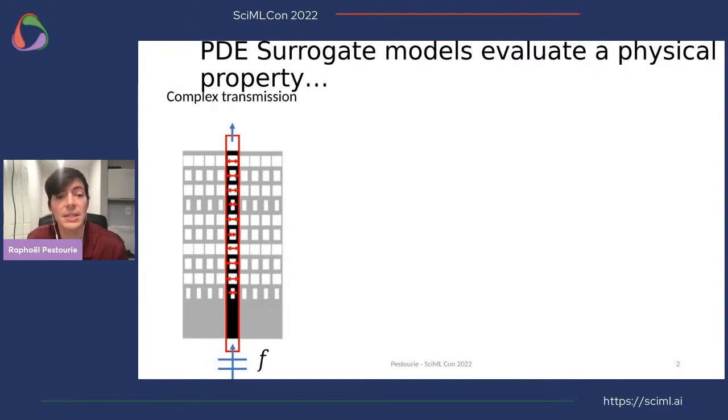For example, in optics, where the PDEs are Maxwell's equations, you can see on this image a surrogate that is fitted to predict the complex transmission through a structure based on the parameters of the geometry: here, the width of all those little rectangles over the 10 layers that you can see. Another parameter of the surrogate model is the frequency of the incoming light. Today, we'll show results for this specific surrogate model.